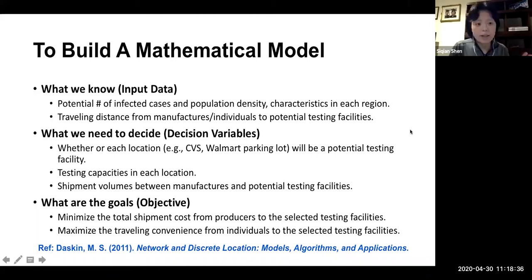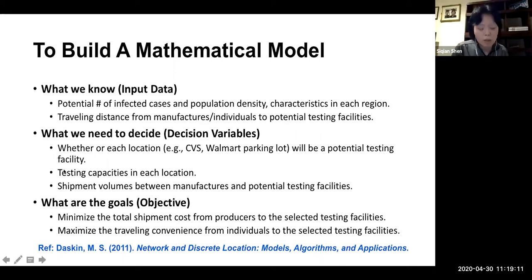What we're trying to decide here are those binary decisions that I just showed you as the X variable, so where to locate. The options are all these CVS and Walmart parking lots that you can use, so they will be associated with binary variables integrated into your model. The testing capacity is also sometimes a decision variable we have to make, and also the shipment volume. The goals here: we can minimize the total shipment cost or maximize the travel convenience.